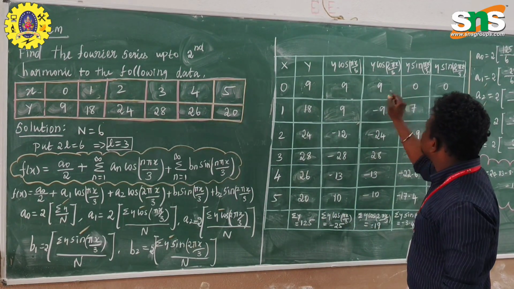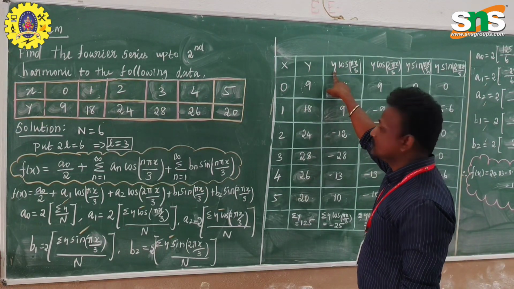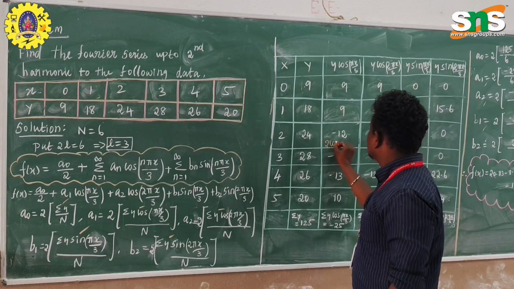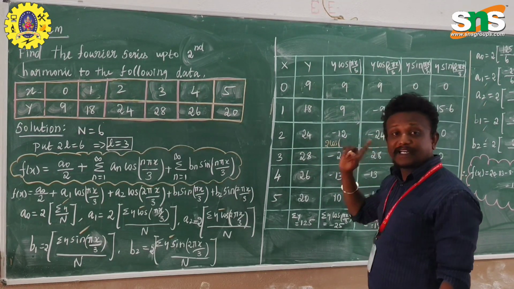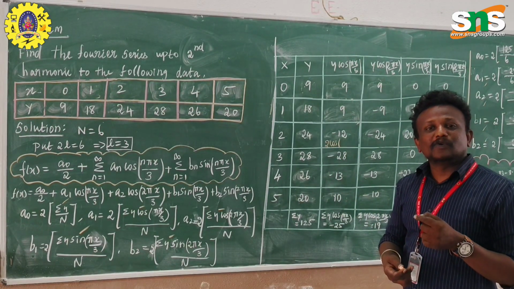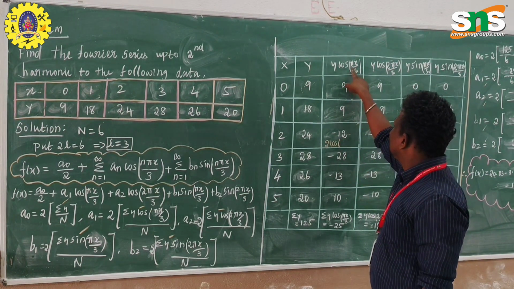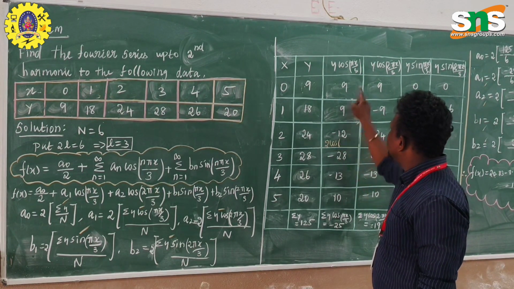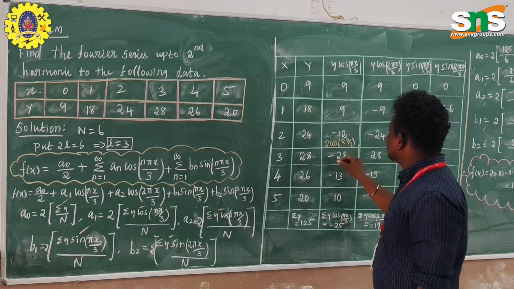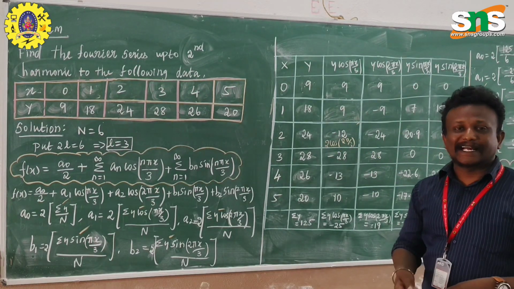To find this value, the formula is y times cos. Use the bracket, that is very important. Without using a bracket, some calculators may give a wrong value, so don't forget to give the bracket. Keep pi as it is. What is the value of x? It is 2, so 2π divided by 3. After finding this, the value is minus 12, which you can check in your calculator.